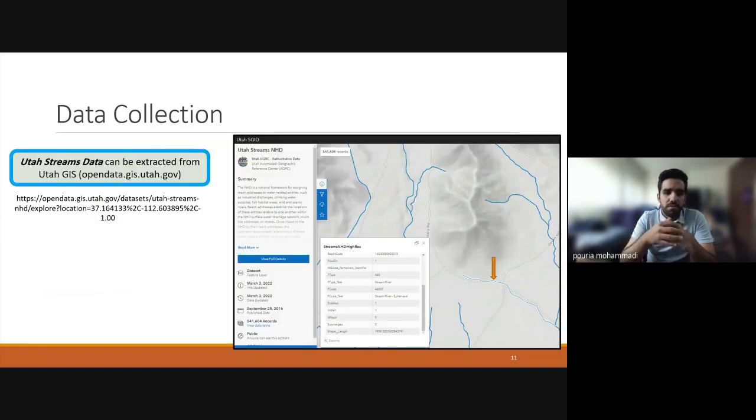Similarly, Utah streams data can be extracted manually by looking for the culvert location on the Utah Open Data platform. You can see the address of the website and also the image of the website that we showed here, and the information of the streams at the location that the arrows are pointing to.